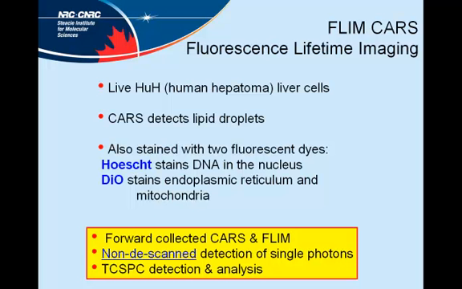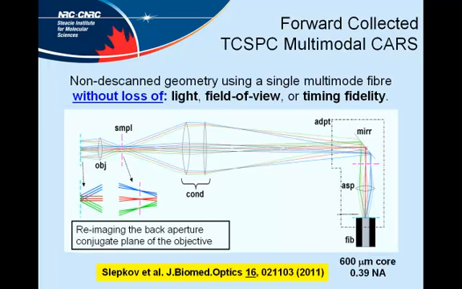And so that's why people have done all kinds of things like try and collect in the backward direction by having a mirror and so on. It all gets really complicated. But it turns out that you don't have to do that if you, again, just think about it a little bit, that you can collect the non-descanned forward detection. You can do it in the following way.